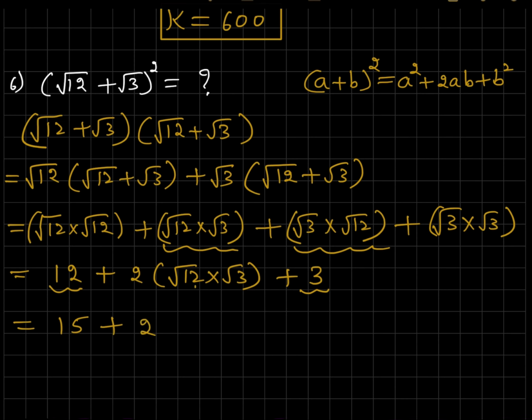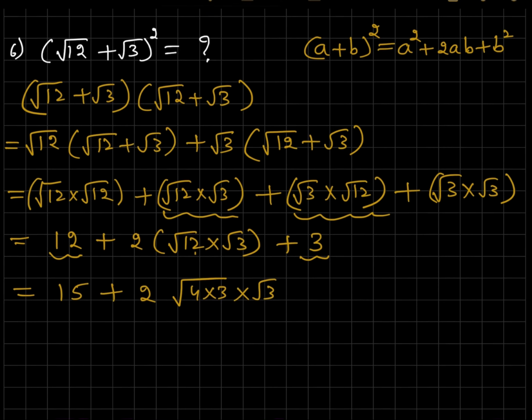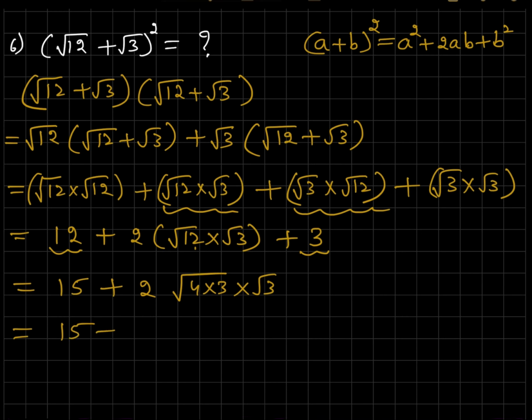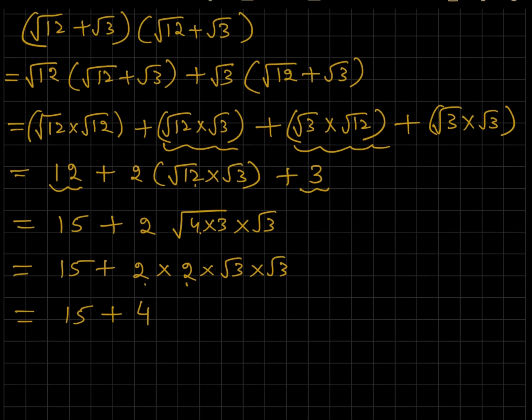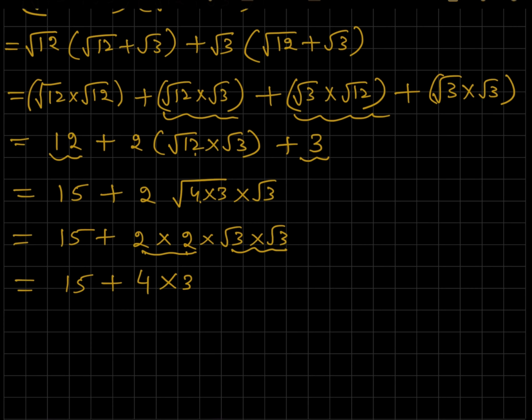Now this is 15 plus 2. Square root of 12 can be written as what? 4 times 3. So see here, this is 15 plus 2 times square root of 4 can be taken out here, and then we are left with square root of 3 into square root of 3. So now this is 15 plus 2 twos are 4, and square root of 3 is 3. So this is 15 plus 4 threes are 12. So our answer is 27.